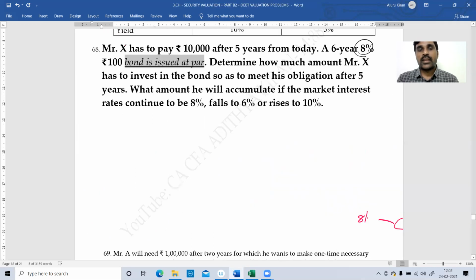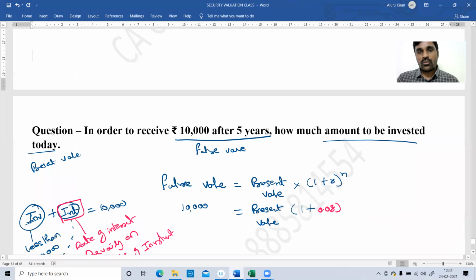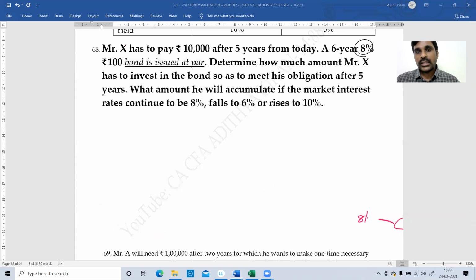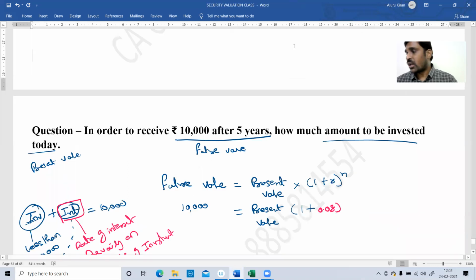Next, a 6-year 8% rupees 100 bond is issued at par. Next, determine how much amount Mr. X has to invest in the bond so as to meet his obligations after 5 years. So that is the present value. Present value you have to find out. So how many years? 5 years from today. That means he was investing for 5 years.